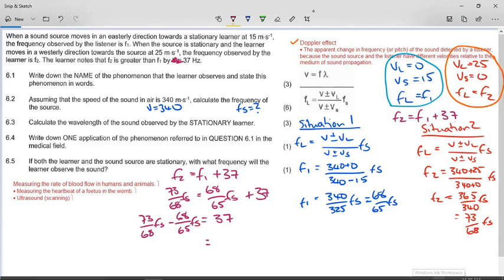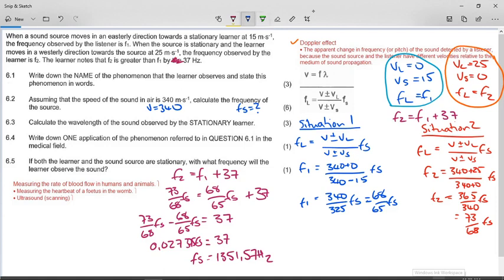So you just put the coefficients in your calculator, 73 over 68 minus 68 over 65, and you end up with some number as a fraction. It's a random fraction, but it works out to 0.027375 times the frequency of the source equals 37, which means that if you do your algebra, you will end up with the frequency of the source being 1351,57 hertz. So it's not a terrible simultaneous equation. Just remember to keep the fractions in your calculator.